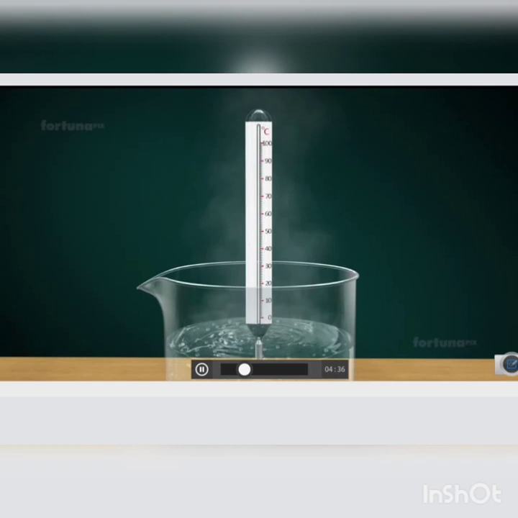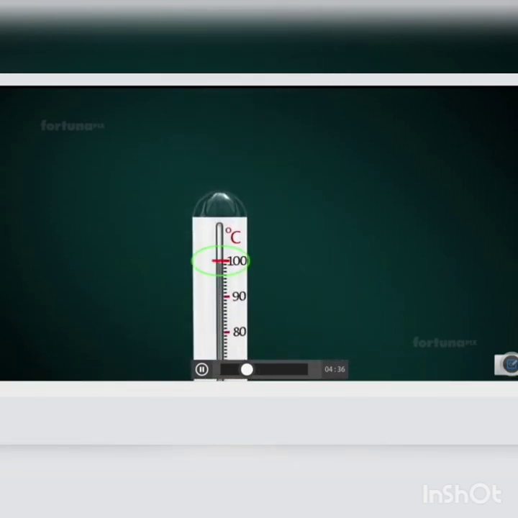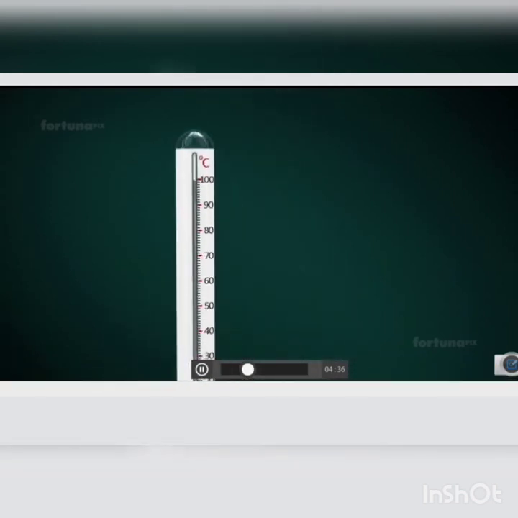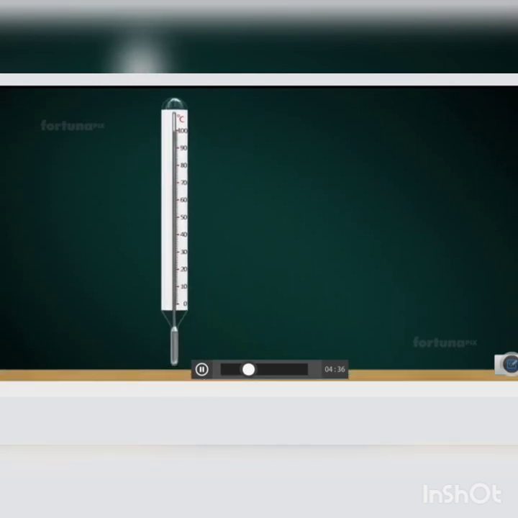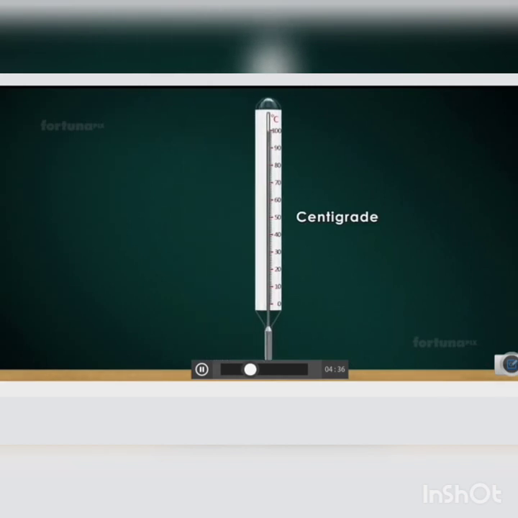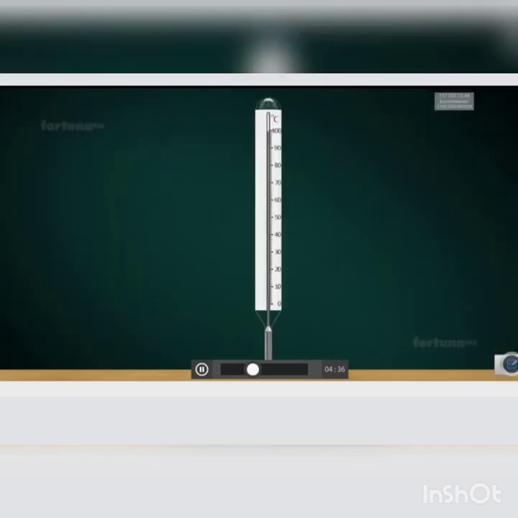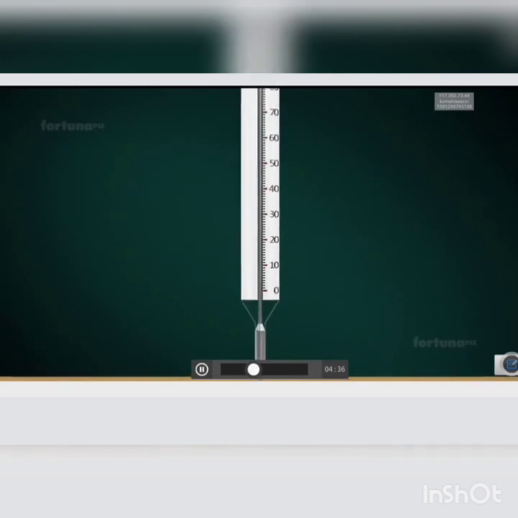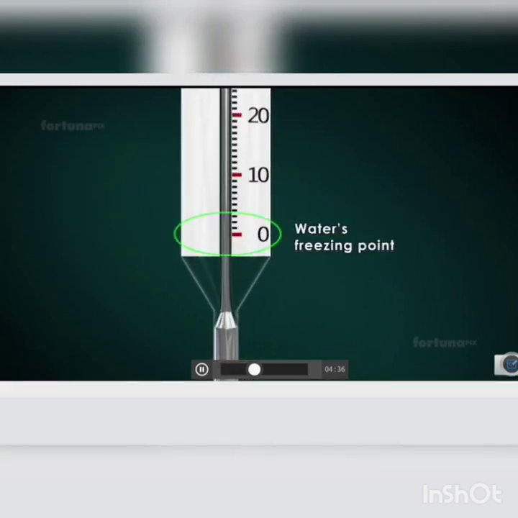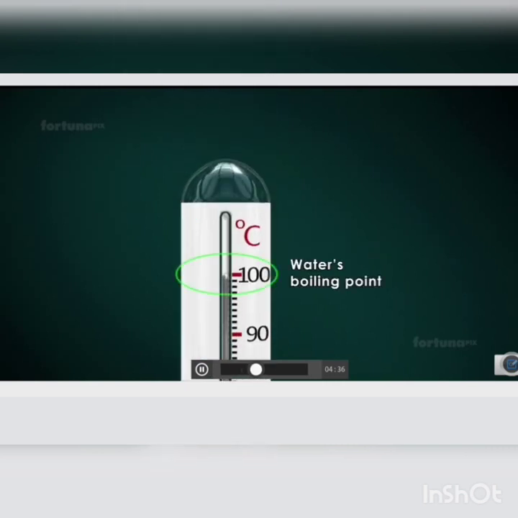The surrounding heat will cause the mercury to expand. The mercury will move up through the tube, stopping at a place which indicates a specific reading on the scale. For common use, this scale will be either Celsius or Fahrenheit. A centigrade thermometer, also known as the Celsius scale, and named after the Swedish astronomer Anders Celsius, who developed it, has 100 equal divisions. It begins at 0 degrees, water's freezing point, and ends at 100 degrees, water's boiling point.